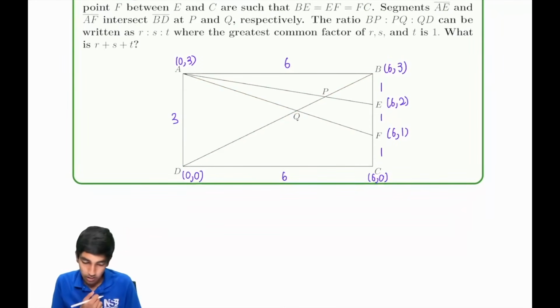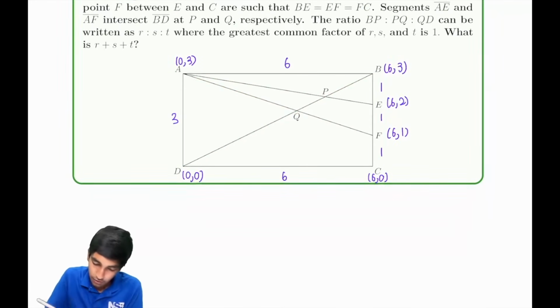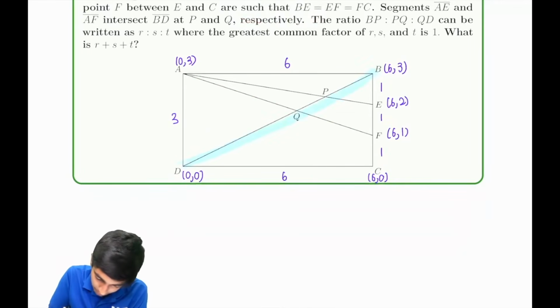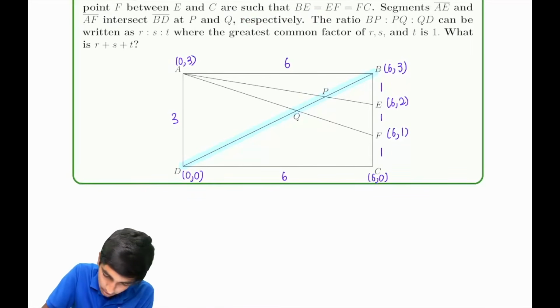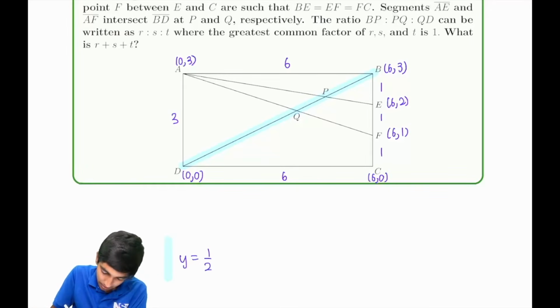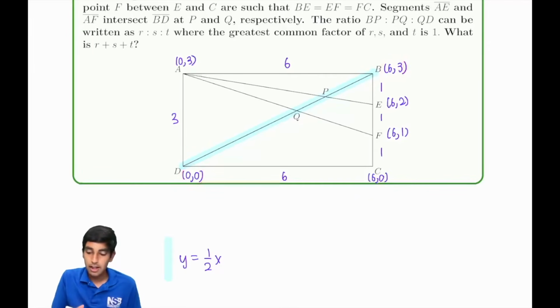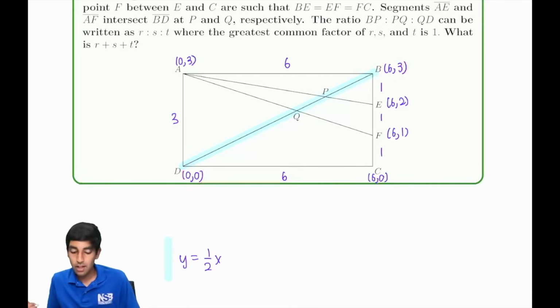Okay, so let's do this. Let's find the equation of this line first. Why not? And this is pretty simple. I'm just going to color code this. So this line is just y equals half x, because 0, 0, and then 6, 3. So in both cases, the y value is half of the x value.